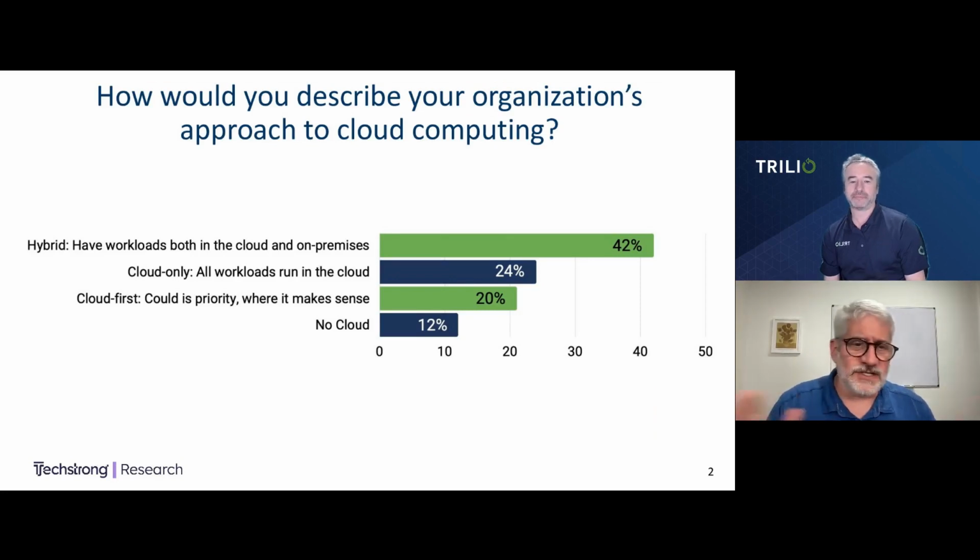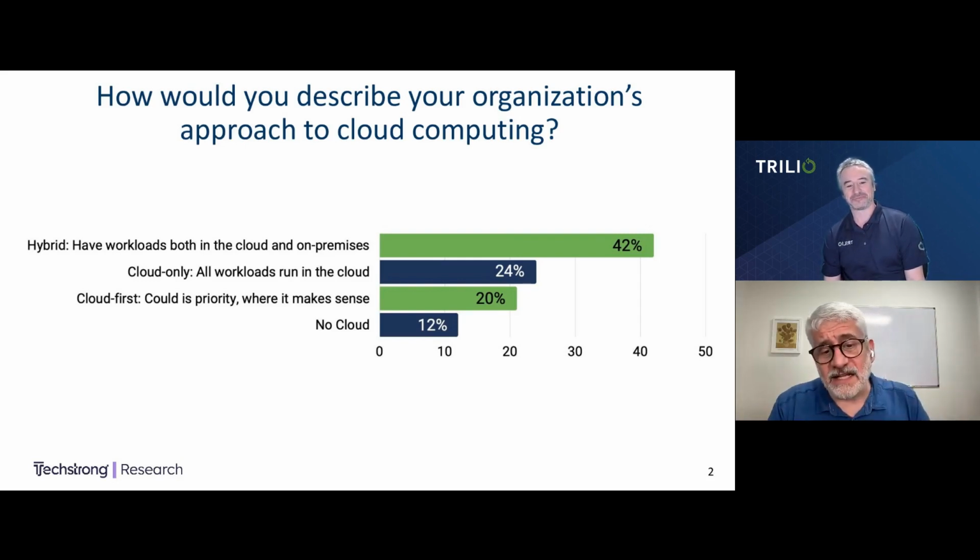The first question was, how would you describe your organization's approach to cloud computing? 42% said hybrid, so they have workloads both in cloud and on premise. 24% cloud only, so all workloads run in the cloud. I would guess those are companies that have been founded in the last 5 to 7 years, no legacy, no install base on that front. You've got 20% saying they are cloud first. So cloud is the priority where it makes sense. And 12% got lost, because they've got no cloud at all. So not sure why they took the time to be on DevOps or Security Boulevard or to fill out the poll.